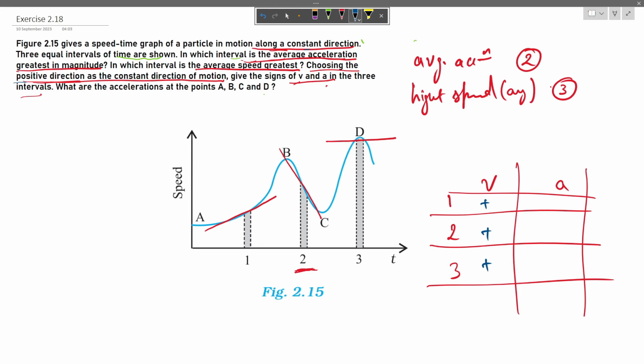Now as far as acceleration is considered, the slope gives the direction of acceleration, and we see that 1 and 3 are acute angles. That's why the slope is going to be positive in interval 1 and 3. So we can say that acceleration is positive in interval 1 and 3, and the second interval has an obtuse angle. That's why its acceleration is going to be negative.